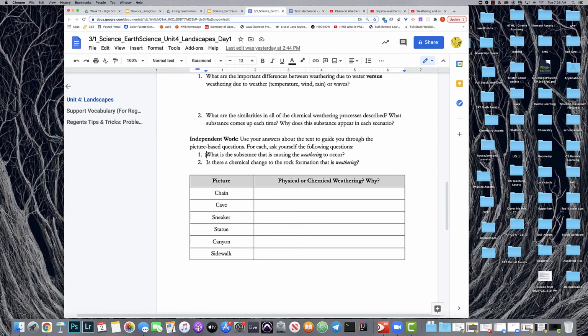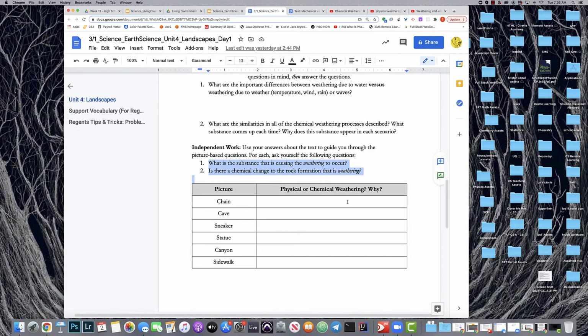And once they have these two questions in the backs of their heads, they're properly reacting to evidence in the photograph. So when they look at the chain, hopefully they will see the rust. When they look at the sneaker, hopefully they will infer that the weathering away of the sole of the shoe is due to walking and the pressure provided by the feet, and so on and so forth.